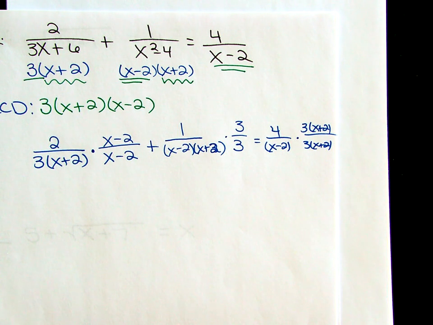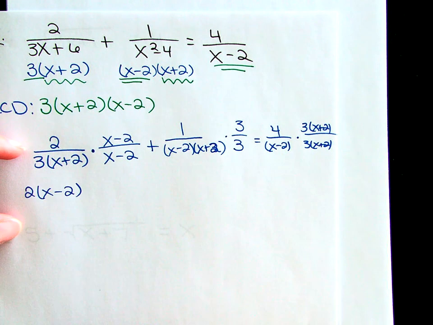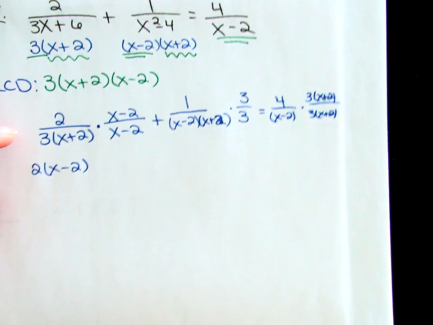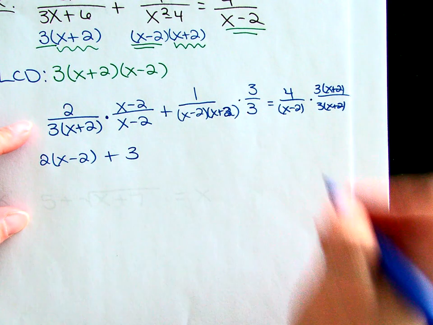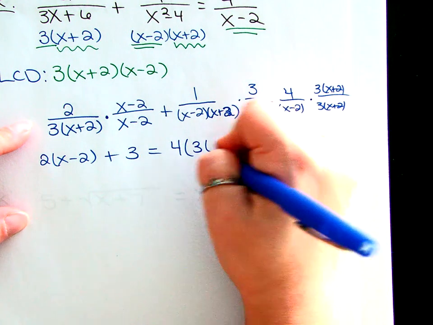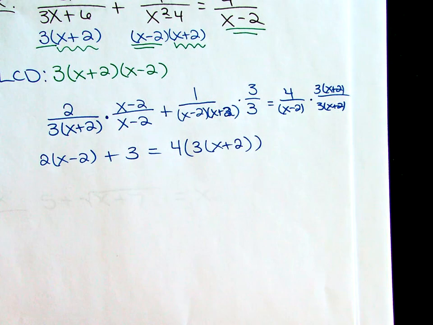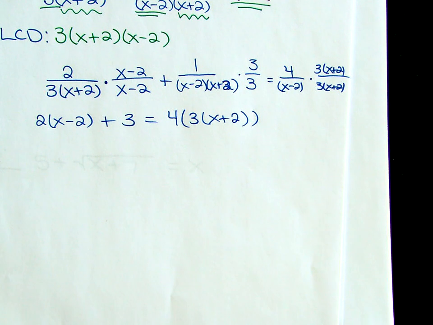So really what I have here is I have 2 times x minus 2 for that first fraction. And then for the next one I have 3. And then for equals, 4 times 3 times x plus 2. Like I didn't do any distributing yet. I just eliminated my denominators. But I went from that huge, yucky fraction with all of that stuff on the denominator all the way down to this. Algebraically, this is much nicer.